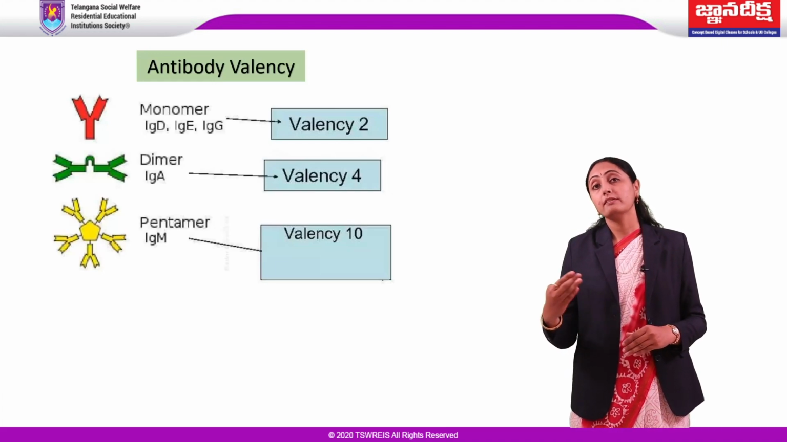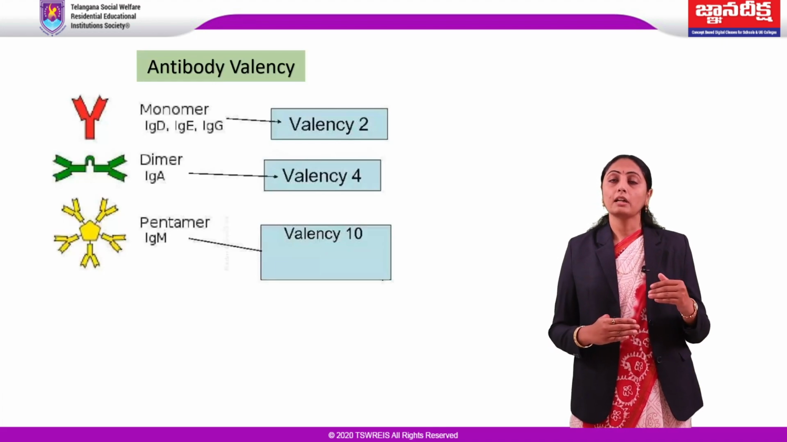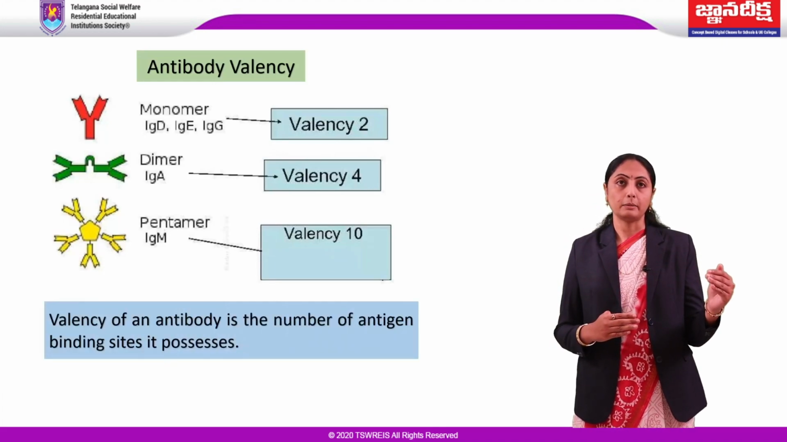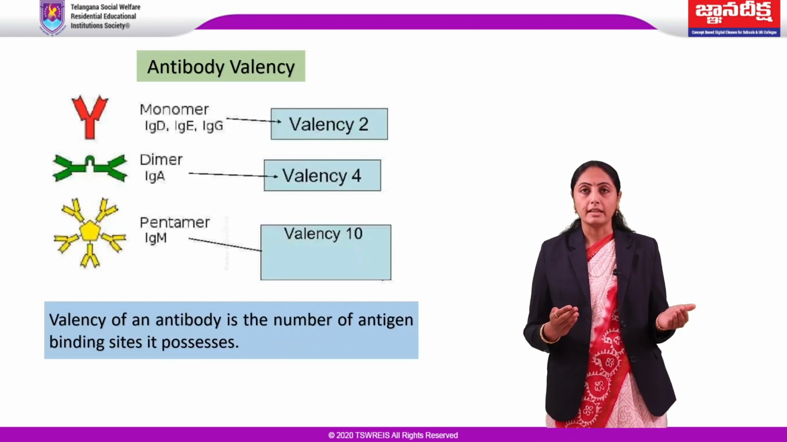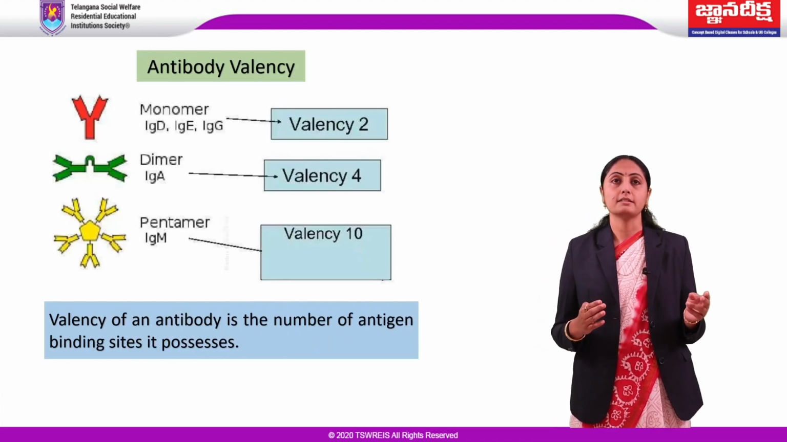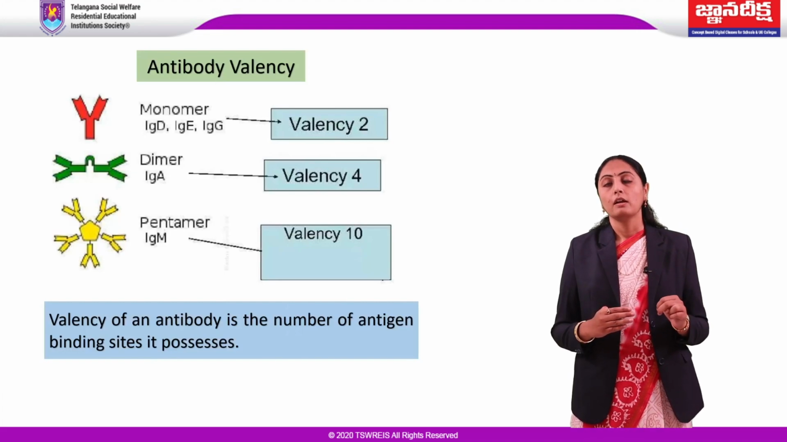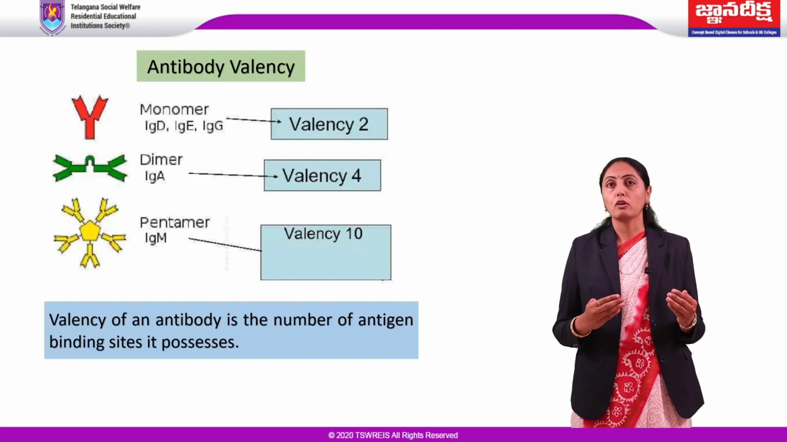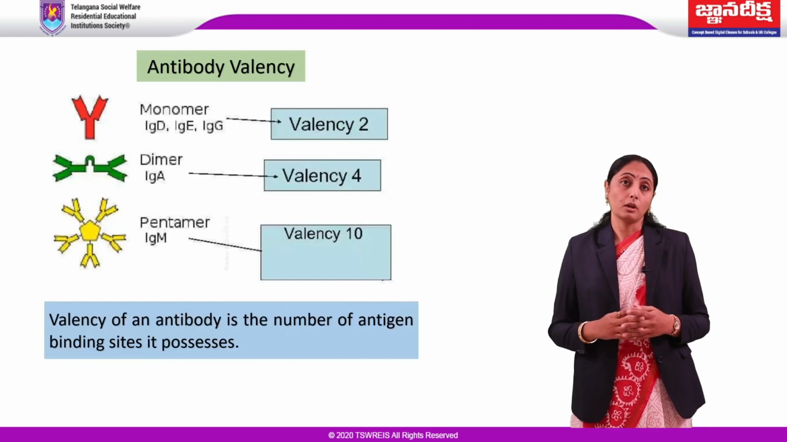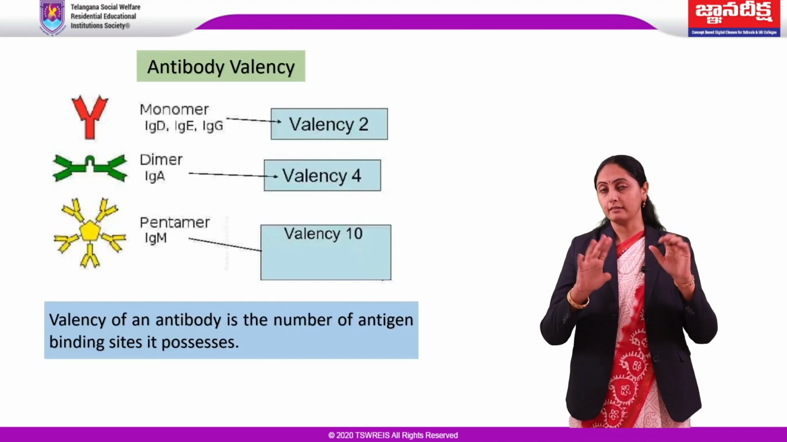Here, antibody valency means the number of epitopes an antibody can bind to. So, any antibody will have a minimum valency of 2, whereas immunoglobulin A has a valency of 4 and immunoglobulin M a valency of 10.